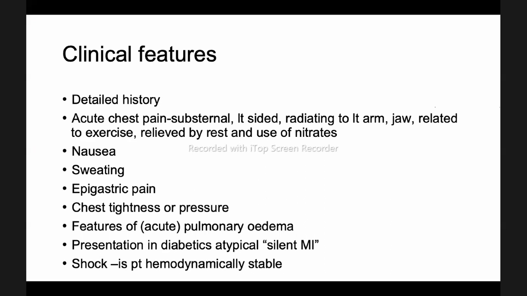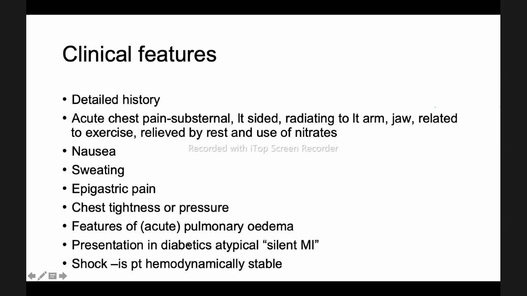Then they might also come in just with acute pulmonary edema. So they are very breathless at rest, their respiratory rate is high, they're using accessory muscles of respiration. You auscultate the chest and all you're hearing is very fine crepitations throughout the lung fields or even in the bases. Then you suspect pulmonary edema. And when you try to investigate why the patient has got pulmonary edema, then you discover that the patient had an MI as the underlying cause.